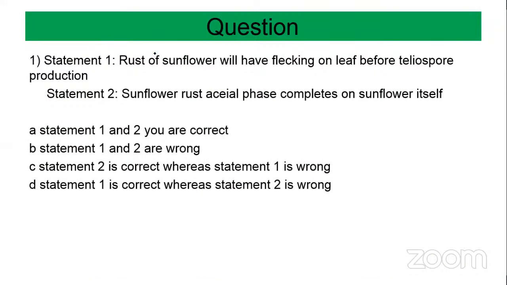The statement 1 says the rust of sunflower will have flecking on the leaf before teleospore production. And statement 2 says sunflower rust initial phase completes on sunflower itself. What is the answer? Please answer me.